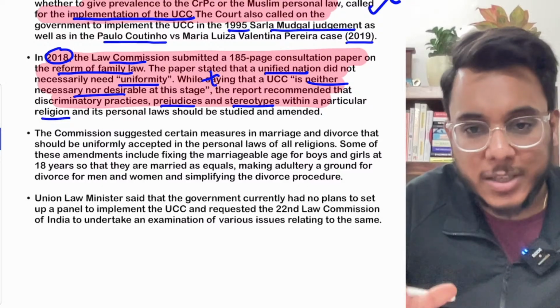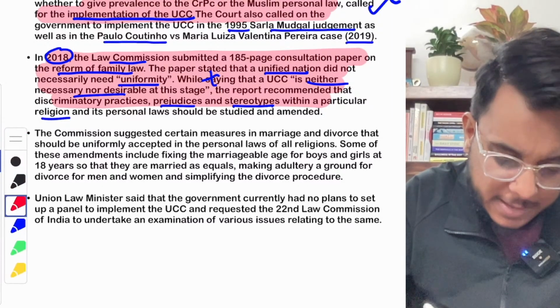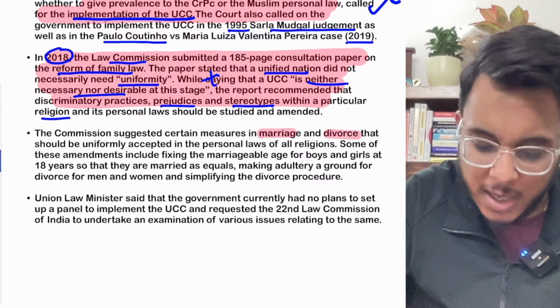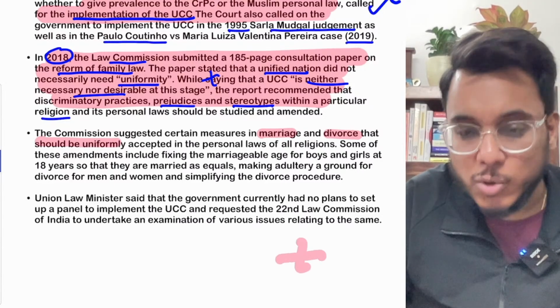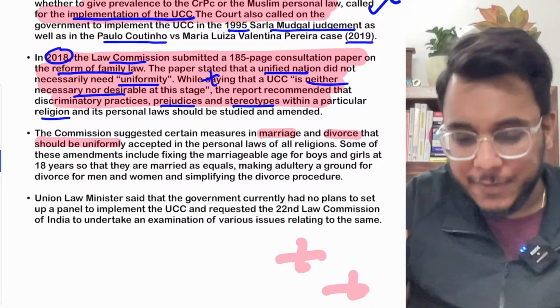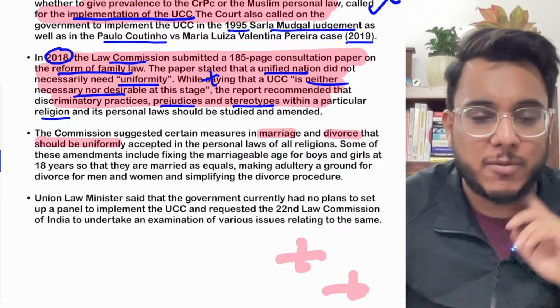So therefore, the Law Commission suggested that we need to look at marriage and divorce in a uniform manner rather than bringing the UCC for everything. First deal with the issues of marriage and divorce.